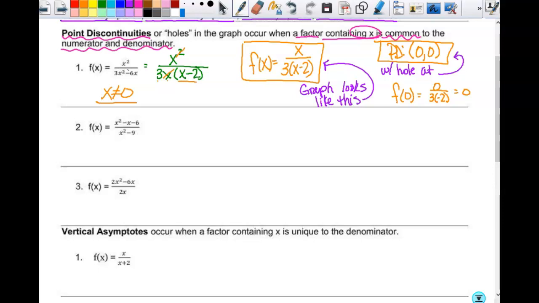All right, good. So let's look at number 2. We're going to factor. The numerator is going to factor into x minus 3 times x plus 2. The denominator is going to factor into x minus 3 times x plus 3. Is there anything I can cancel out? Yes, x minus 3 and x minus 3, those go away. So I know right here that x minus 3 cannot equal 0, because that would mean that the denominator is 0, which means x cannot equal a positive 3. So that means I have point discontinuity where the x value is 3.